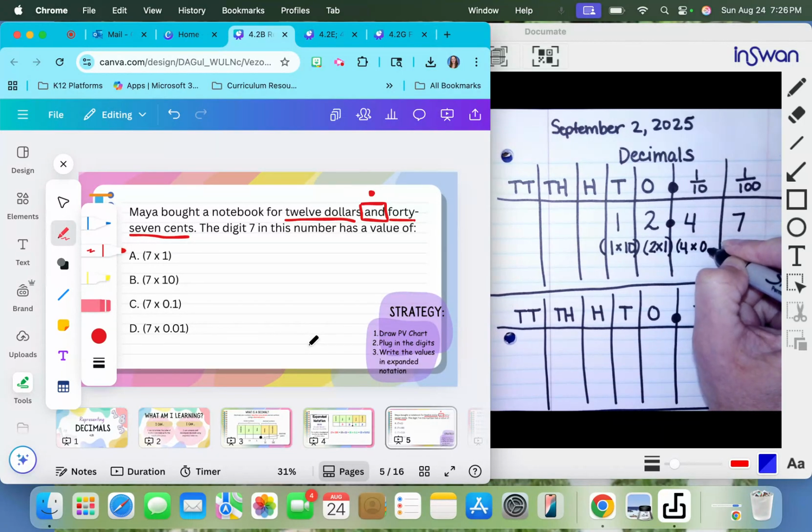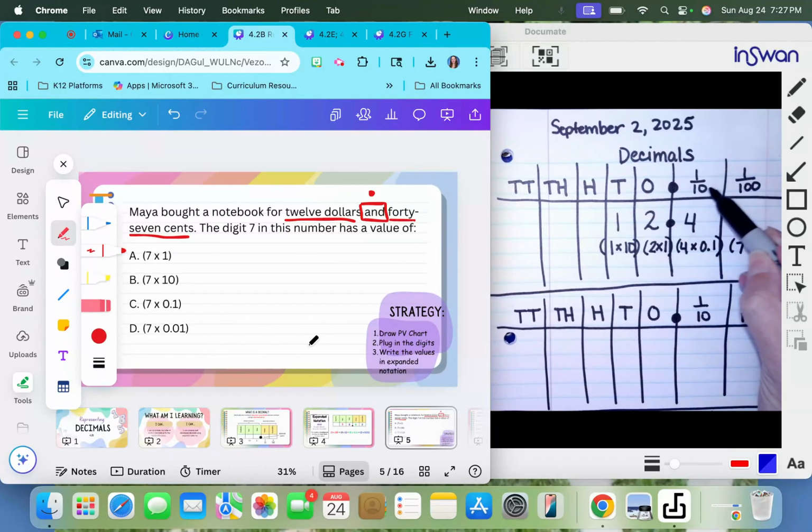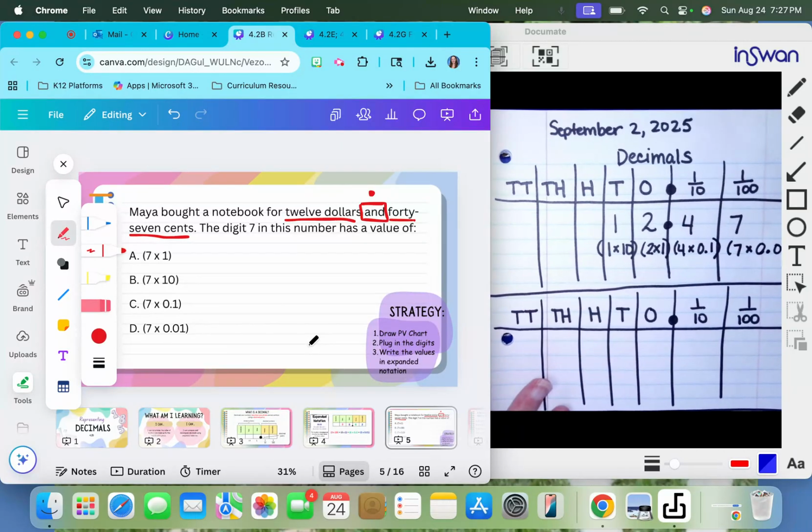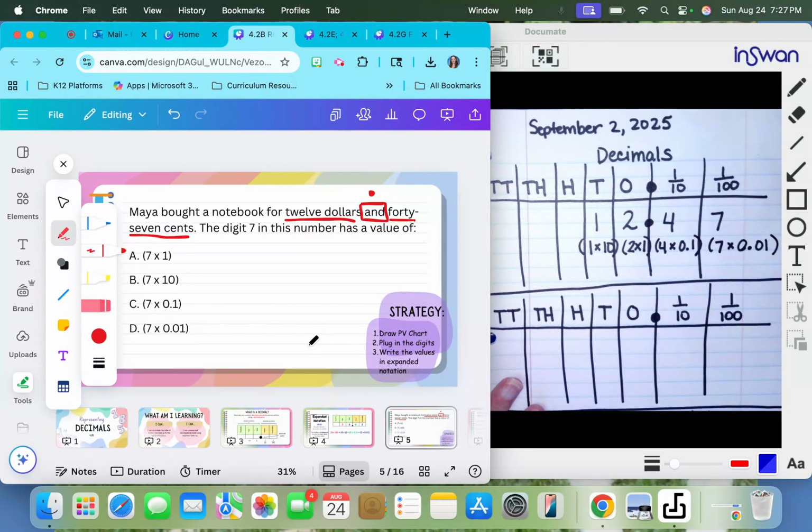So we have a 0, a decimal point. The tenths place is 1 place to the right. So 4 in the tenths place. And then last, a 7 in the hundredths place. So 7 in the hundredths place, 0 decimal point 0 1, because our hundredths place is 2 places to the right of the decimal. So now we have our values written out in expanded notation.